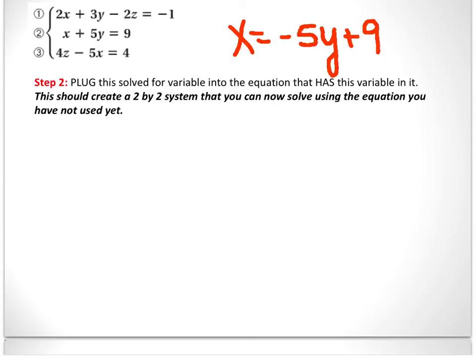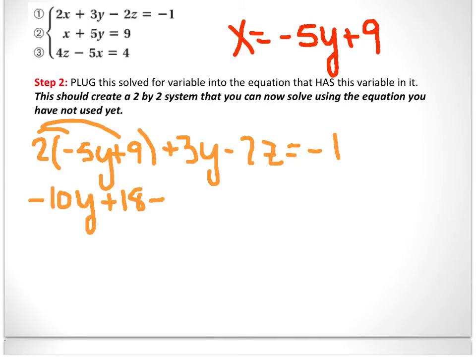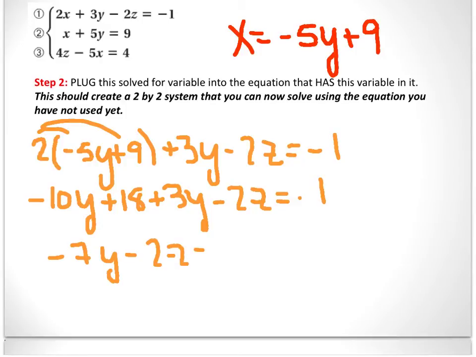Plugging it into the first equation, I get 2 times negative 5y plus 9, plus 3y minus 2z equals negative 1. I like to cross my z's to make sure they don't get confused with 2's. So negative 10y plus 18 plus 3y minus 2z equals negative 1. Combine like terms. I get negative 7y minus 2z. I'm going to bring the 18 to the other side, so I get negative 19. This one is going to be important, so I'm going to go ahead and box it.